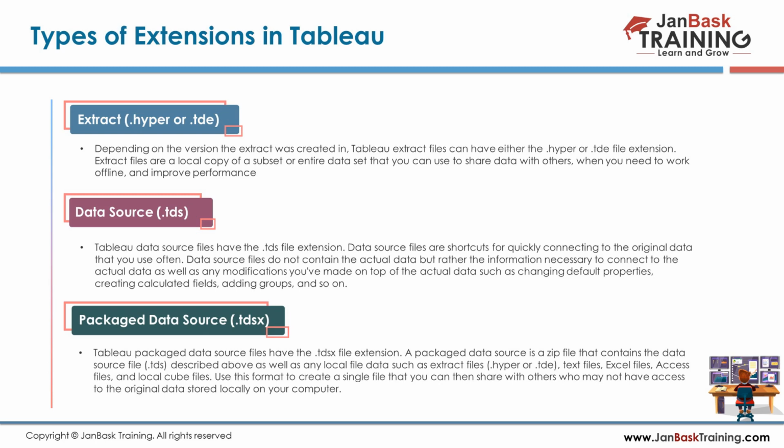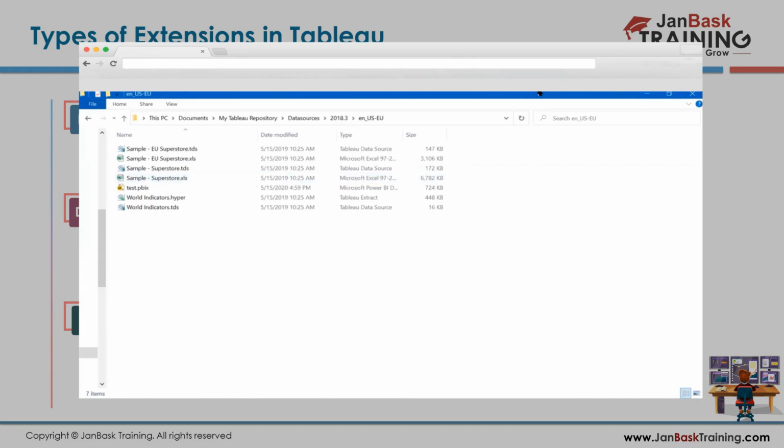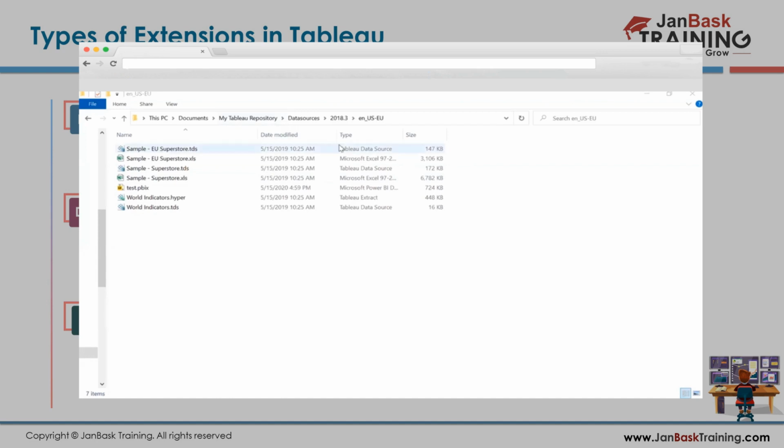Data source files are shortcuts for quickly connecting to the original data sources. I can show you something here. If you go to the data source pane, you will see sample EU superstore, sample superstore, and world indicator. If you go to My Tableau Repository again, and inside the data sources, select the version where you are working. For you, it might be 2020.2, and then the language. You will find these kinds of data sources available.